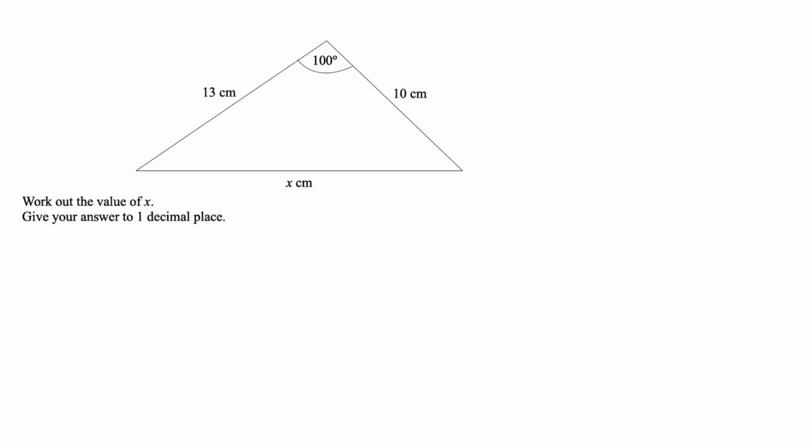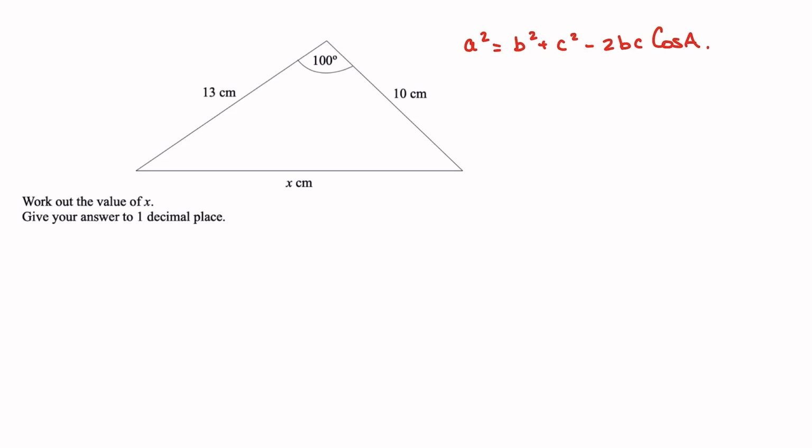But this is a non-right angle triangle, so let's have a look at how we can use the cosine rule. First of all, let's start by writing the cosine rule formula, which is a squared is equal to b squared plus c squared minus 2bc cos A. So this is the formula, and we're going to be looking at how we can collect information from this triangle here.